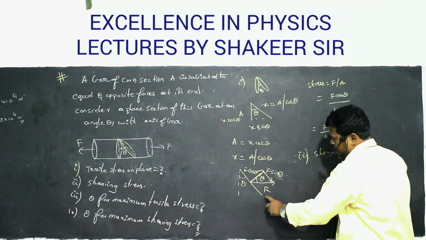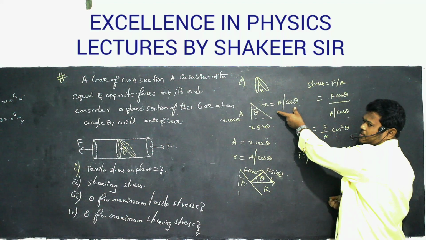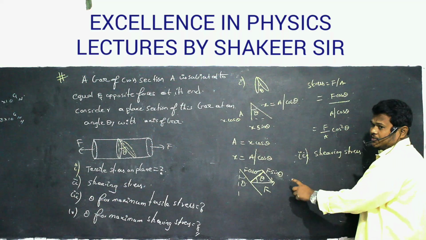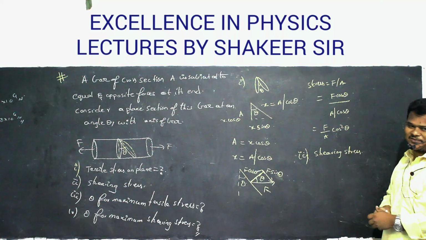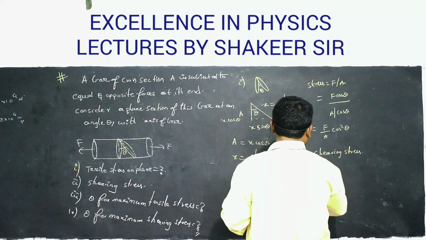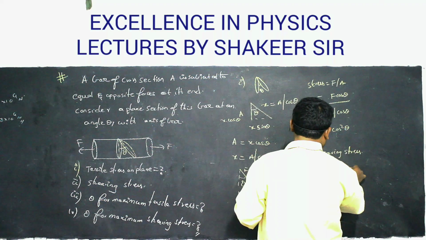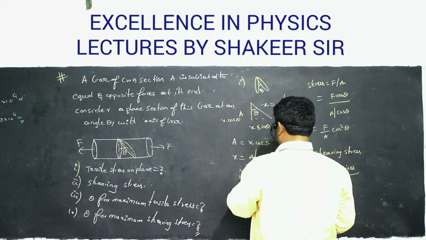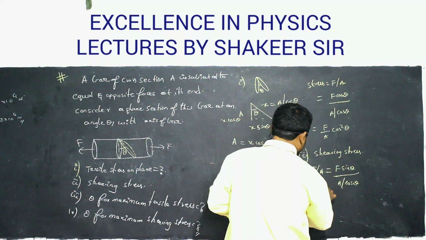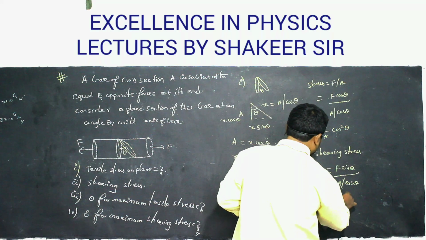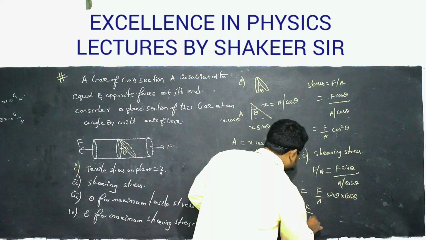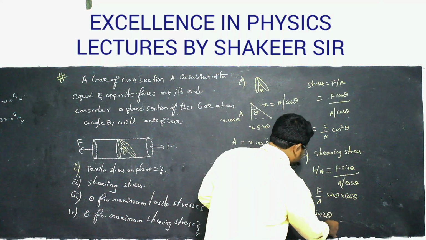Okay. So this is my area of cross section, whose area is A by cos theta. To this area, which is the tangential force, F cos theta or F sin theta? F sin theta is the tangential force. So just divide both of them. Shearing stress is force per unit area. Force is F sin theta divided by area A by cos theta. Therefore shearing stress is equal to F by A sin theta cos theta. Sin theta cos theta, can I write it as F by 2A into sin 2 theta? Can I write like this?